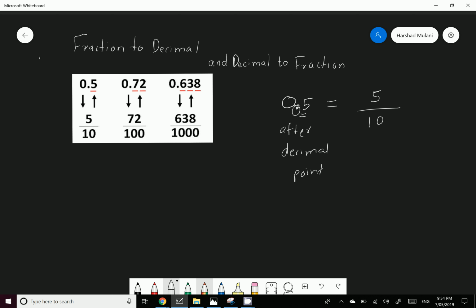In case of a fraction, the top number or the top digit is called the numerator and the bottom one is called the denominator.